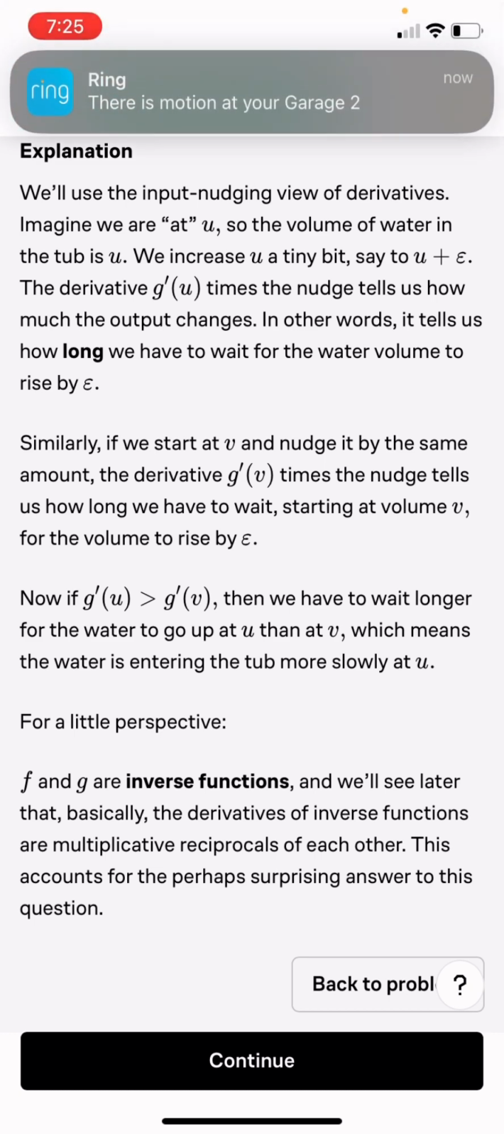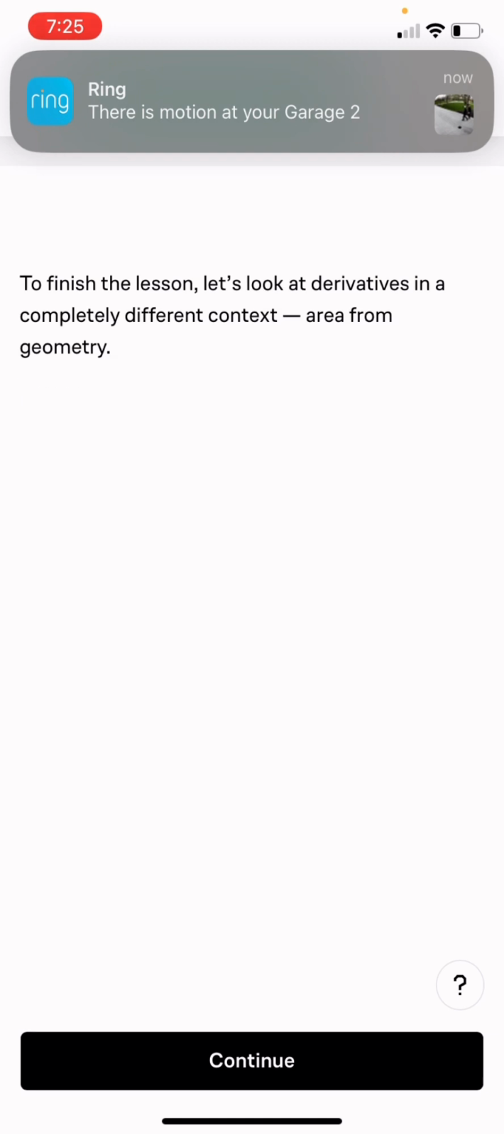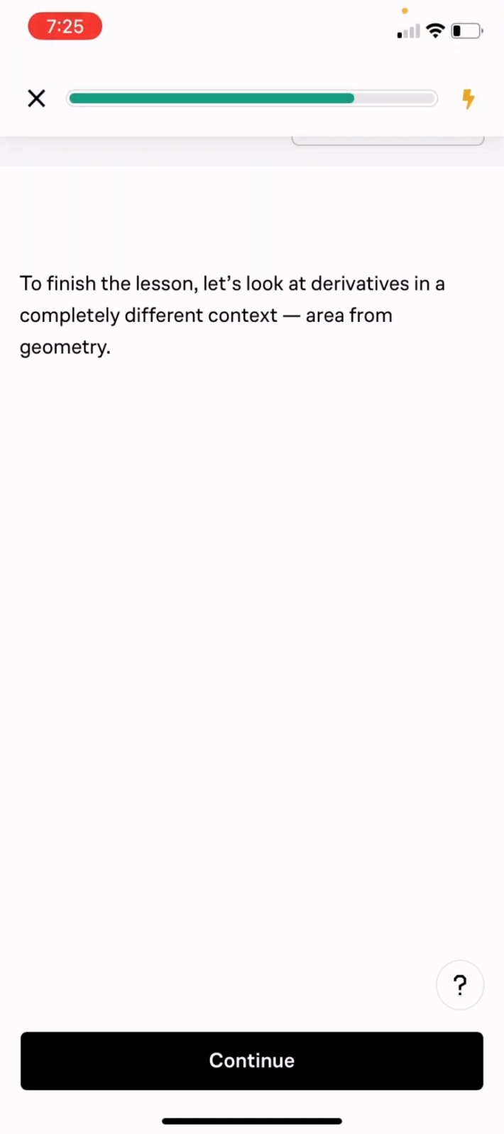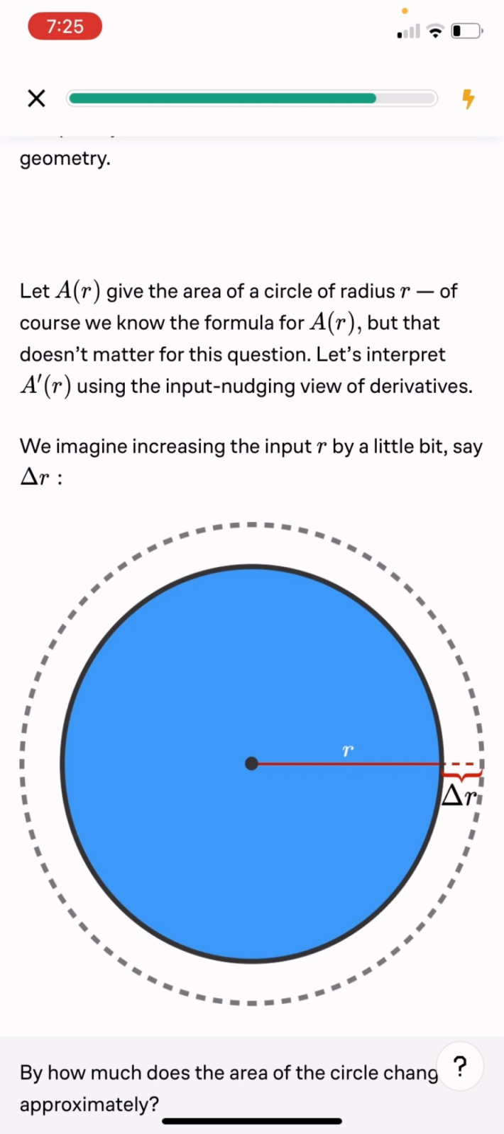Let's interpret A prime of R using the input nudging view of derivatives. We imagine increasing the input R by a little bit, say delta R. So that's how much R would increase. How much does the area of the circle change approximately? Delta R times the radius.